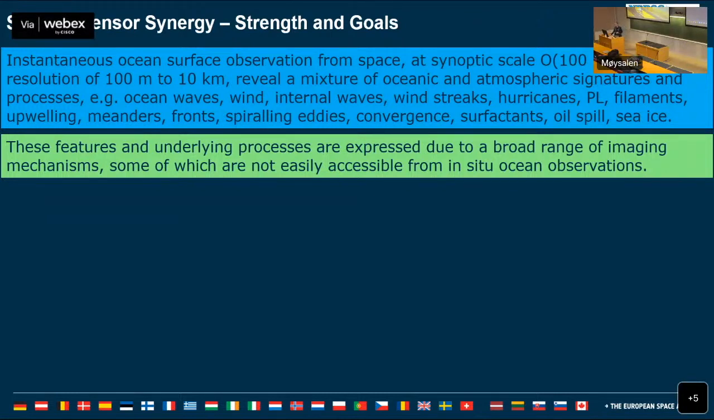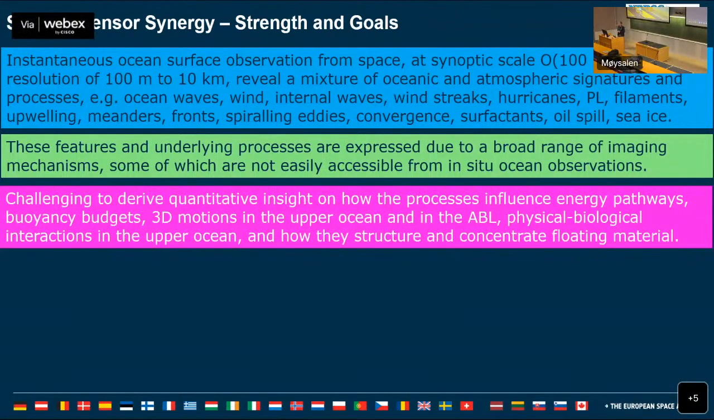Some of these structures that we've seen are almost impossible to detect from in situ observations at the surface. So we are challenged here because validation is extremely difficult. It's also challenging in that it's not just fun to observe these processes and structures. They are beautiful, but do we understand the underlying quantitative process properly?